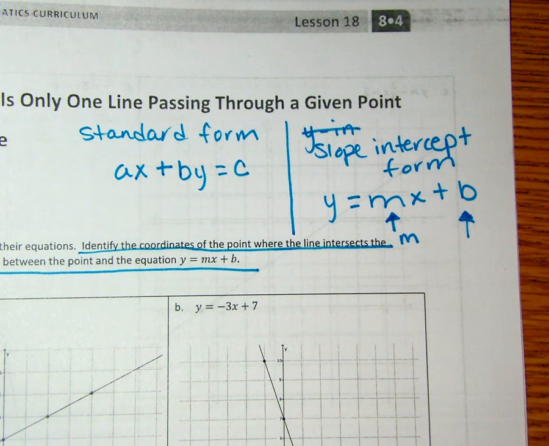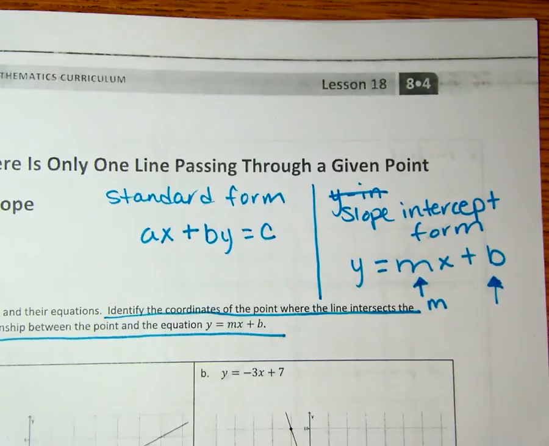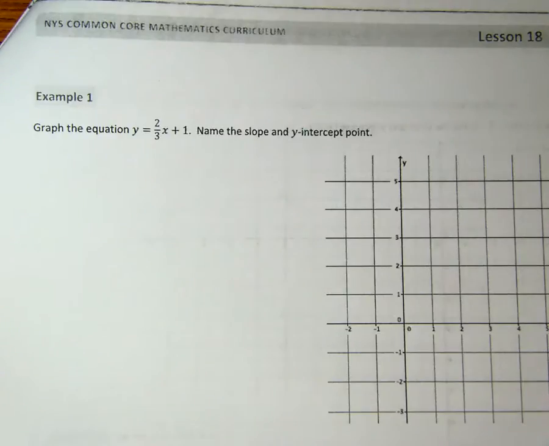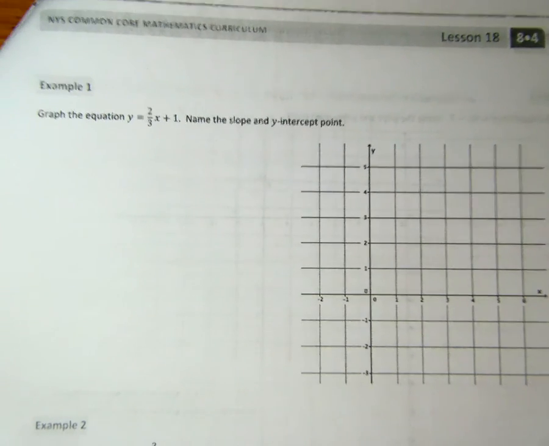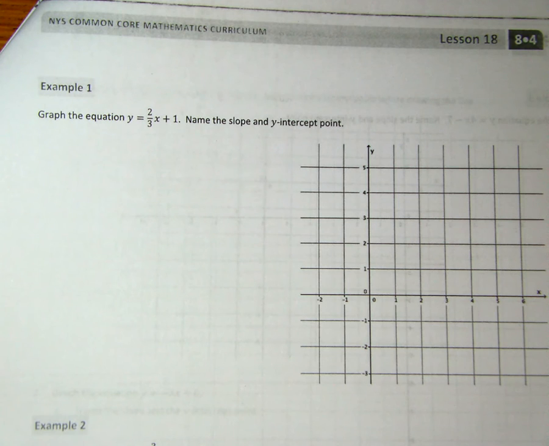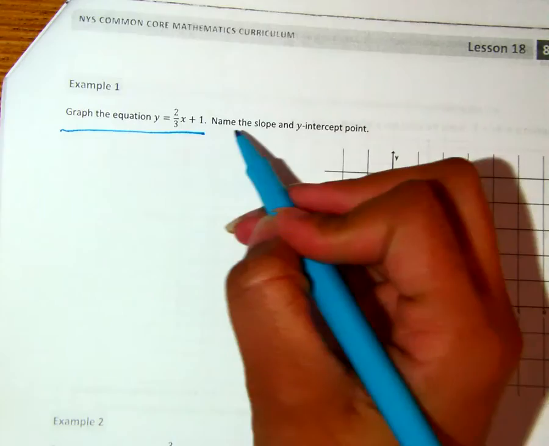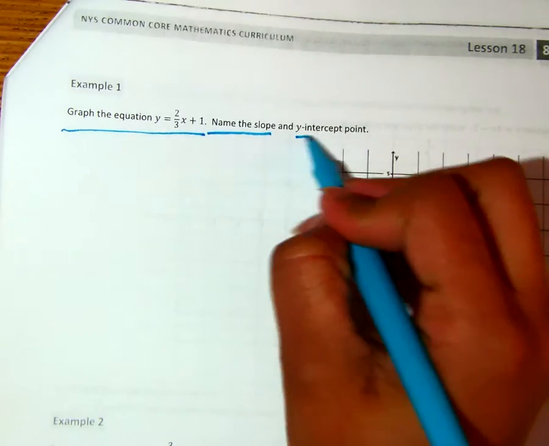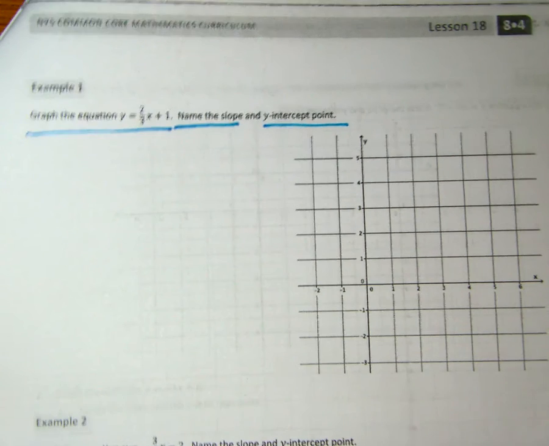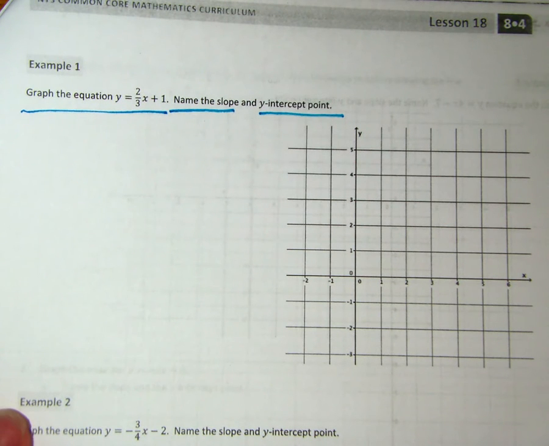Now let's show that if two straight lines have the same slope and pass through the same point, they are the same line. Find example number 1. Example number 1 says, graph the equation y equals 2 over 3x plus 1. Well, that's one task. Name the slope, 2 tasks, and the y-intercept. So I have 3 pieces of information I need to handle before I know I am done with this problem.